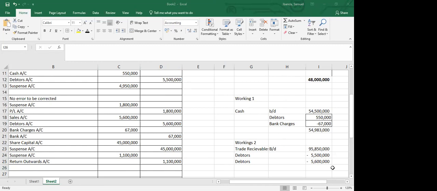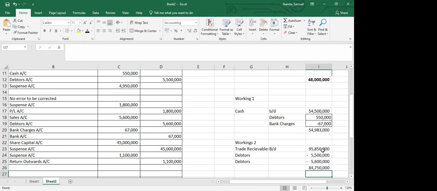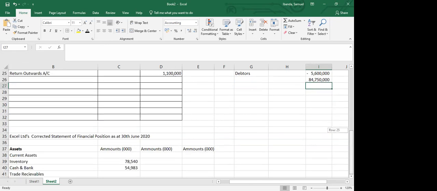So when I have my 5.6 there, mine is to look around and see if I have any other debtors. I don't have any other debtors here. So if that is all with the debtors, I'll add them now. Use your calculator and see what you get. So you get 84,750. That will be your debtors value.